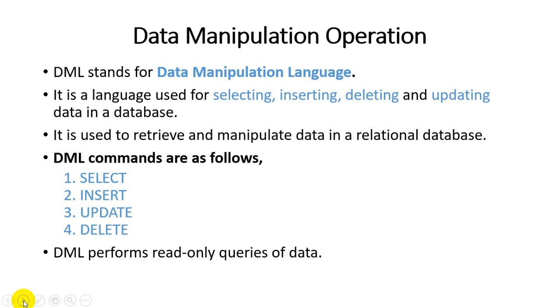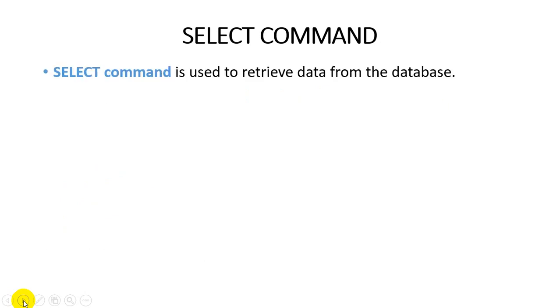Let's see, DML performs read-only queries of data, meaning if you want to perform some operations, you can retrieve data with the help of different operations. Let us see a basic command with the help of an example. First we go through the select command. A select command is used to retrieve data from the database, meaning whatever data is stored from the user side, we can easily retrieve with the help of the select command.